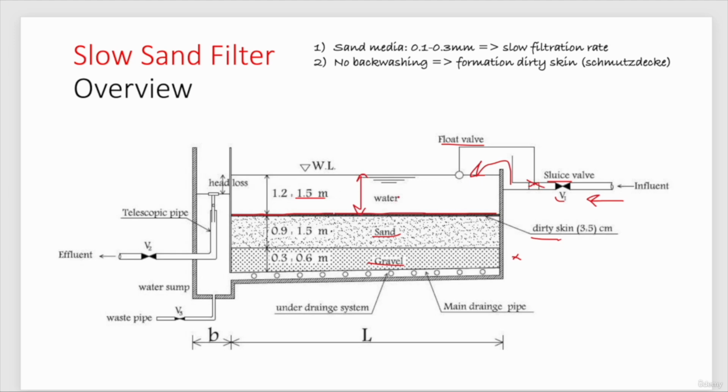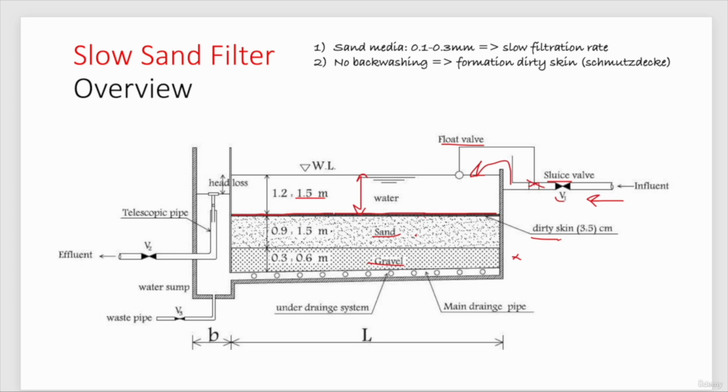So whenever the supernatant water is in contact with this dirty skin, we will have biological activity, and this will allow the high reduction of organic matters and also of pathogens, of viruses, of bad bacteria, of protozoa. This dirty skin has a major importance. And whenever the water crosses this layer, we have the biological activity there, and then we have the physical removal in the sand media. We have the removal actually of the suspended solids that will be trapped within this media.